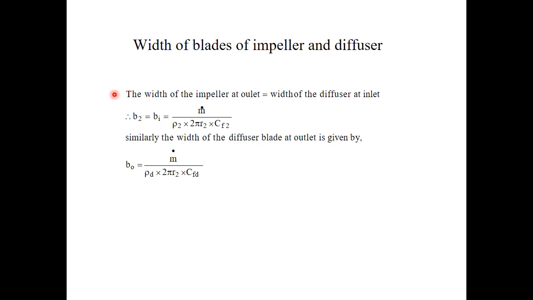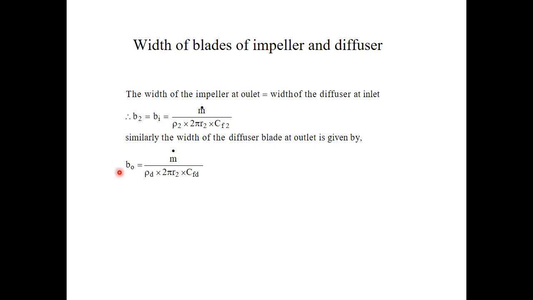Next we will take the width of the impeller at outlet equal to the width of the diffuser blade at inlet. That is a condition we use to find the width of the diffuser blade at inlet, so we can write B2 equal to Bi equal to m dot divided by rho2 into 2 pi r2 into Cf2. This expression we found in the previous slide.